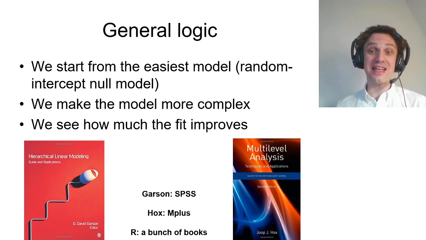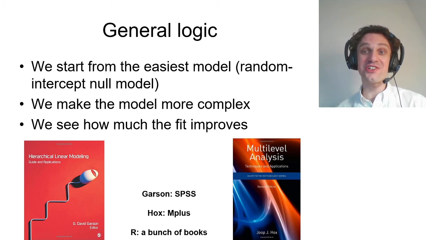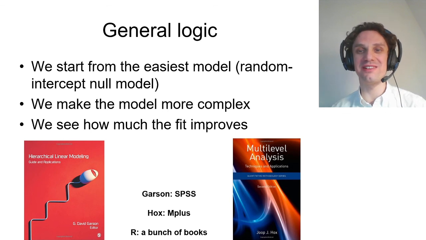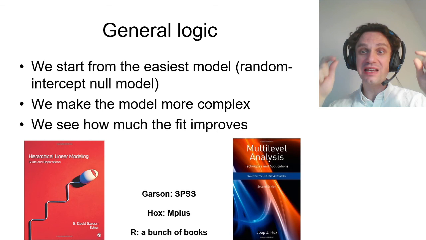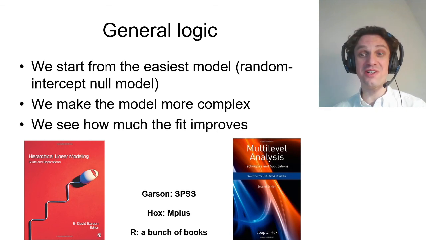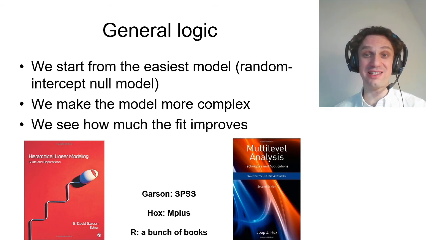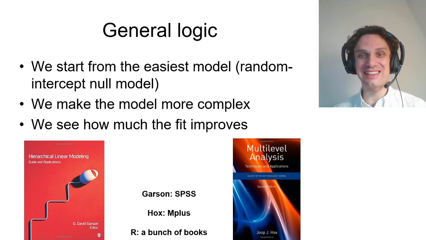And the main logic here is that you need to keep your model as simple as possible. You start with the easiest possible model, and you introduce the minimum number of parameters to avoid your model from being too complicated, because otherwise it becomes very hard to interpret and to understand.